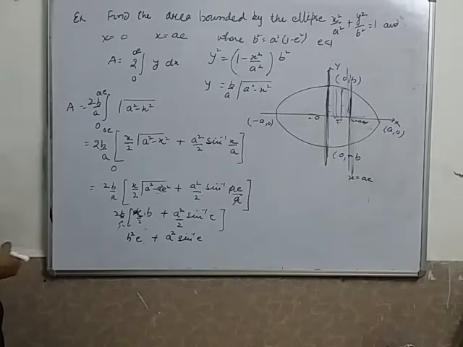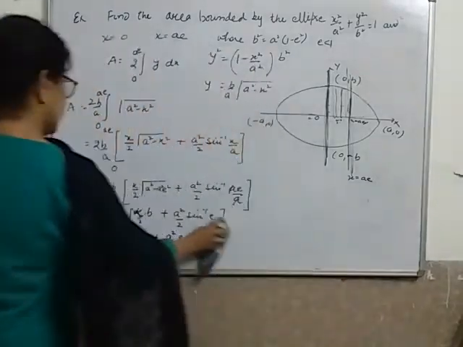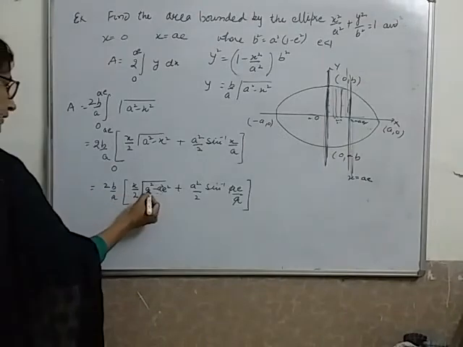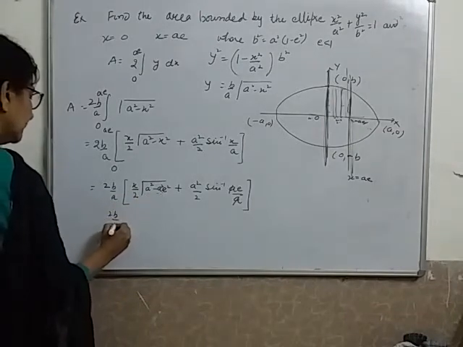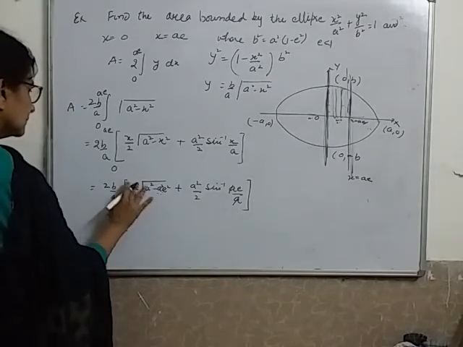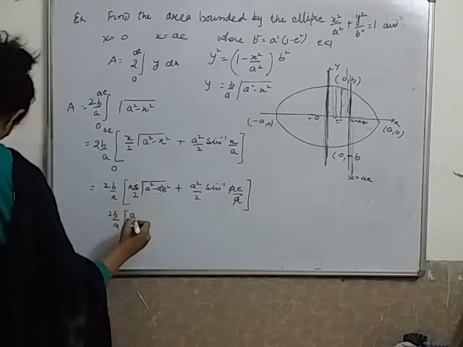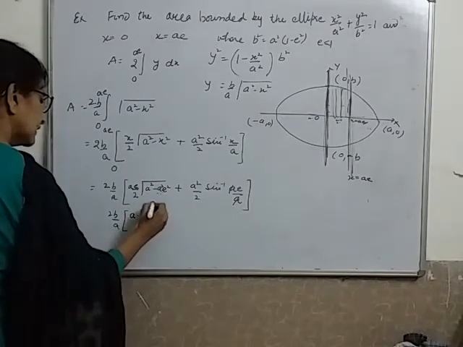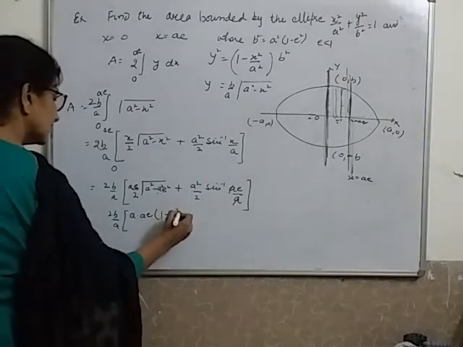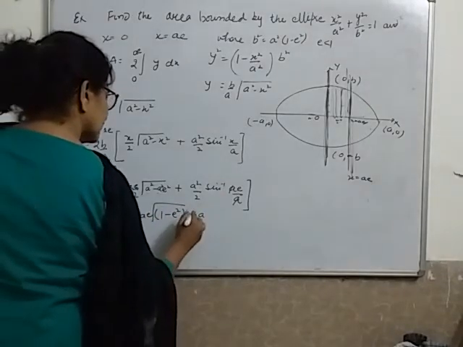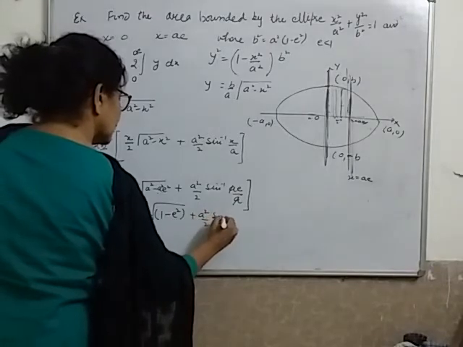If you have to tally the answer, then I do that also, because some people will say the answer is not matching. What he has done in the book is he has taken a square common here. Let me do that. So it will become a, so it will be AE, 1 a I have taken common. Inside it is left 1 minus e square under the root. Here it is plus a square by 2 sine inverse e.